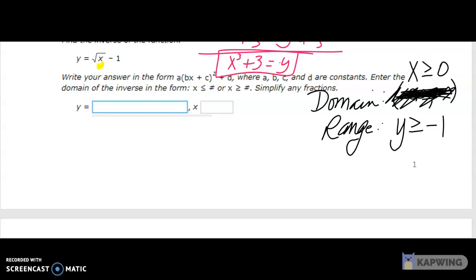Now let me explain that. The domain is always your x, right? And here is your x right now. If I put -4 into x, and I try to take the square root of -4, what happens? I get an imaginary number. So what's the smallest number that I can put in there to be able to get a real number? And that answer is 0.